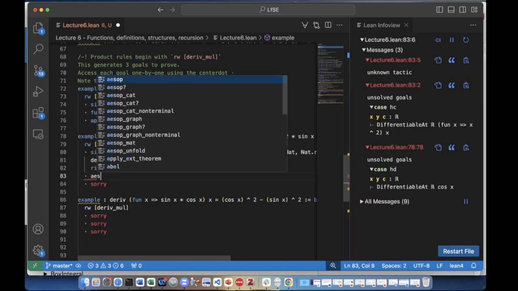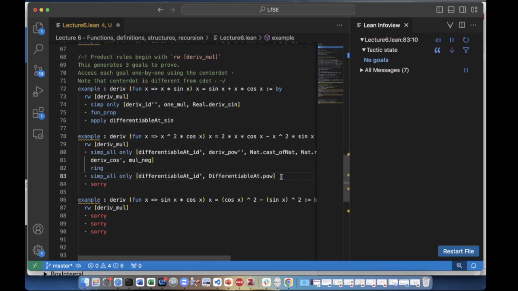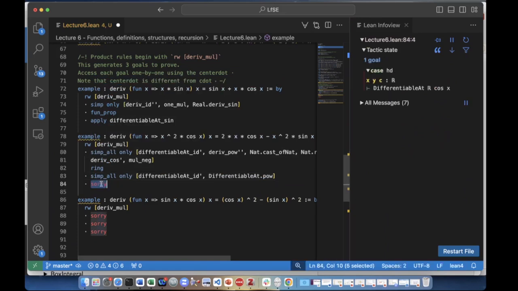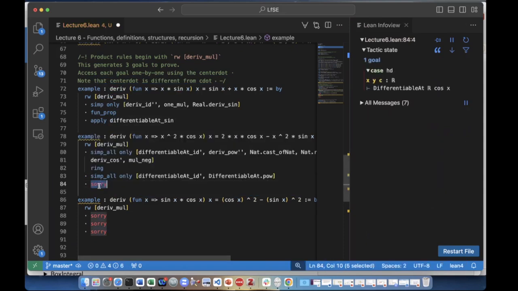But shall we continue with this? Well, ASOP. Can we hit it with ASOP? We can hit ASOP on here too. All right, we're doing well. And this ASOP didn't work. It says try this. Sorry. Well, that's not a real solution.